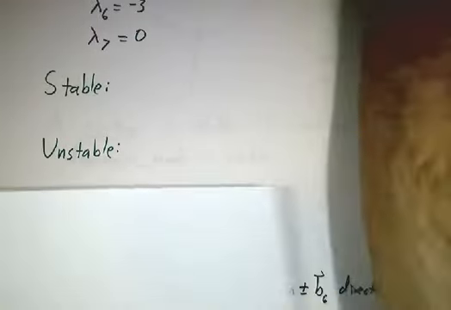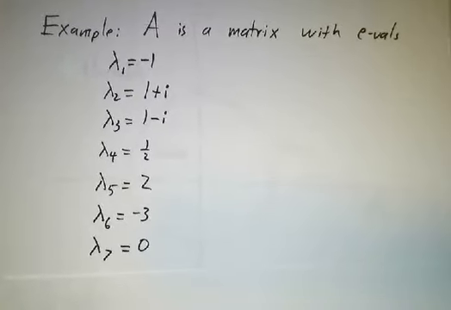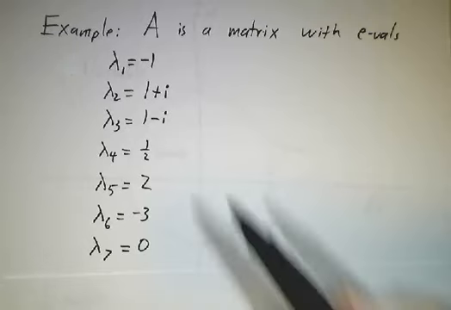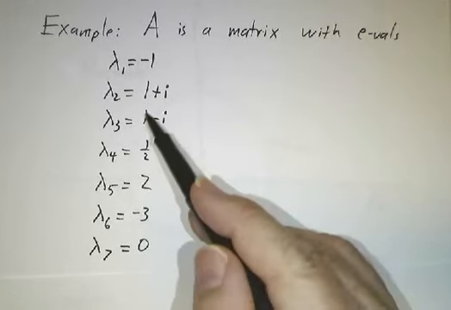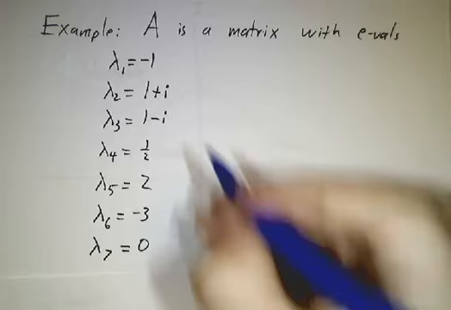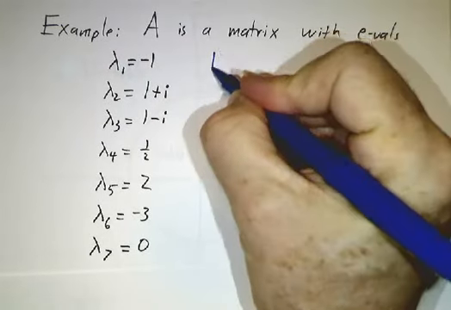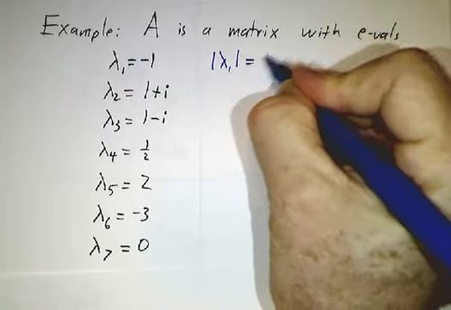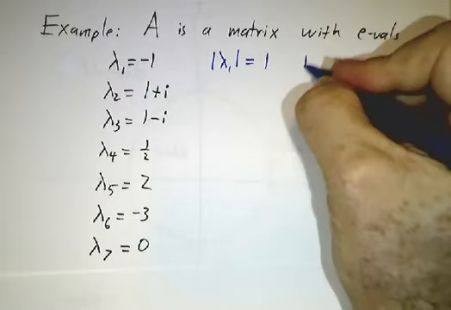So for example, let's suppose that we had a 7x7 matrix, and it had a whole bunch of eigenvalues. A couple of complex eigenvalues, some real eigenvalues, and let's classify which ones are neutral, which ones are stable, and which ones are unstable. Well, negative 1, the magnitude of negative 1 is 1. So that's neutral.